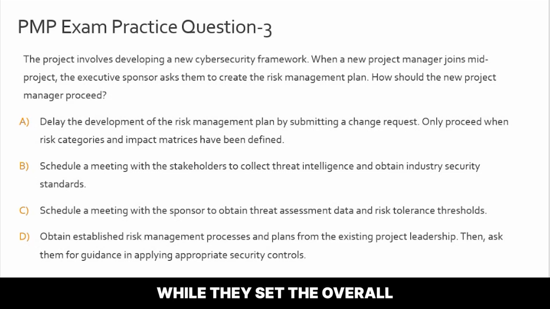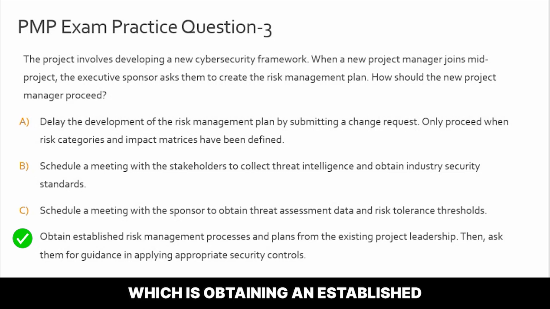While they set the overall direction, and that is the job of the sponsor anyways, however, you need to understand that the existing project leadership team would likely have more detailed operational knowledge about risk management practices than the project sponsor, who is managing this project from a portfolio level, right? Which is a very, very high level, like a 10,000 feet level. So scheduling a meeting with the sponsor to obtain threat assessment data, etc., it is expecting a lot of micromanagement from the project sponsor, which is clearly not a sensible approach, and that is why option C is also incorrect.